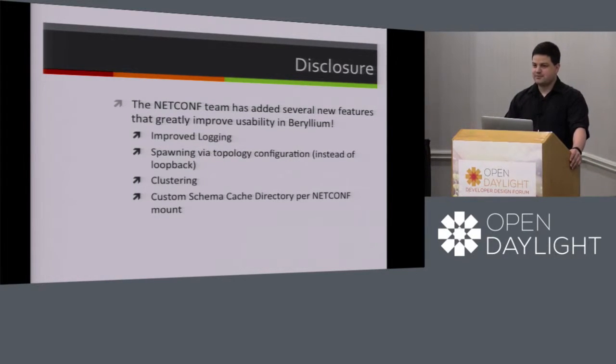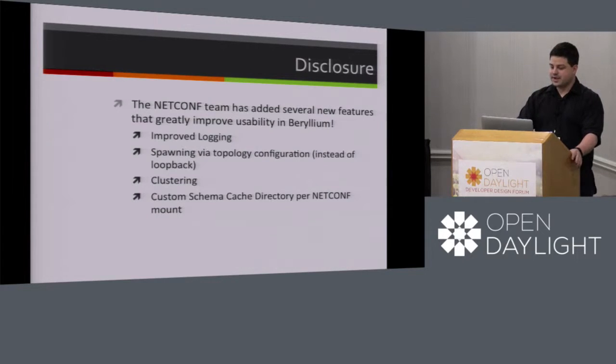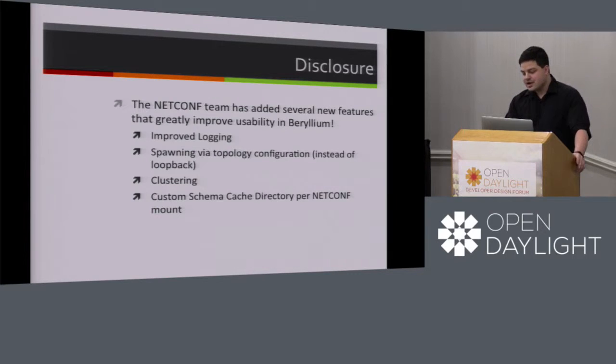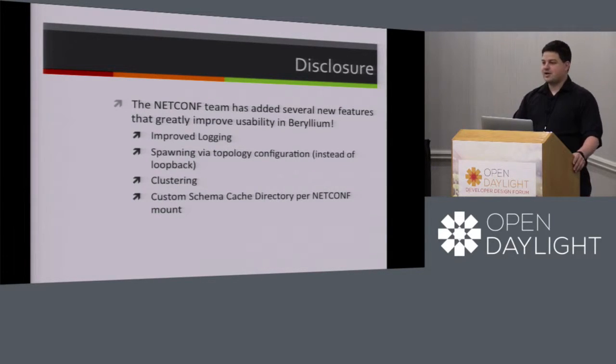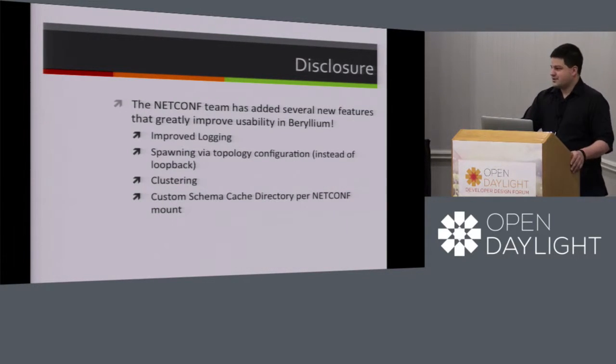So a lot of good features were added in Beryllium. Some improved logging, spawning via topology configuration instead of loopback, clustering, and I actually added the last one here, which is the custom schema cache directory per NetConf mount, which allows you to essentially create a repository for each individual mount. So you can go into that repository and modify and munge the model if it doesn't seem to be taking well.